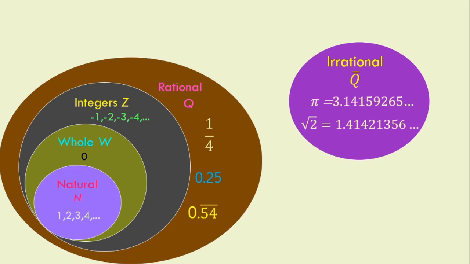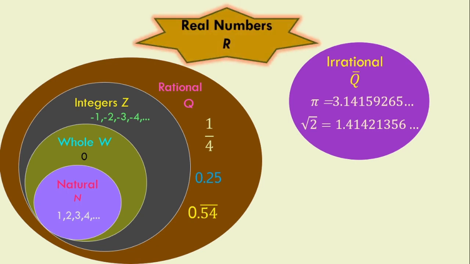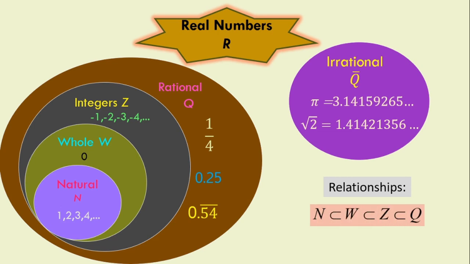In conclusion, all rational numbers and all irrational numbers are real numbers. These are the numbers that we normally use and apply in real-world applications. Lastly, we can conclude that natural numbers are a subset of whole numbers. Whole numbers are a subset of integers. Integers are a subset of rational numbers. The combination of rational numbers and irrational numbers makes up the real numbers.